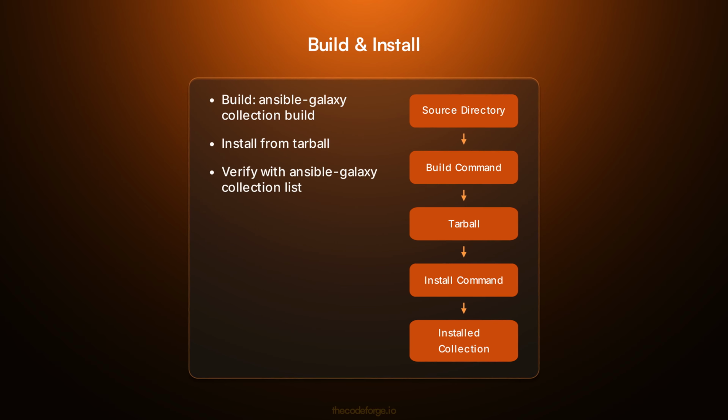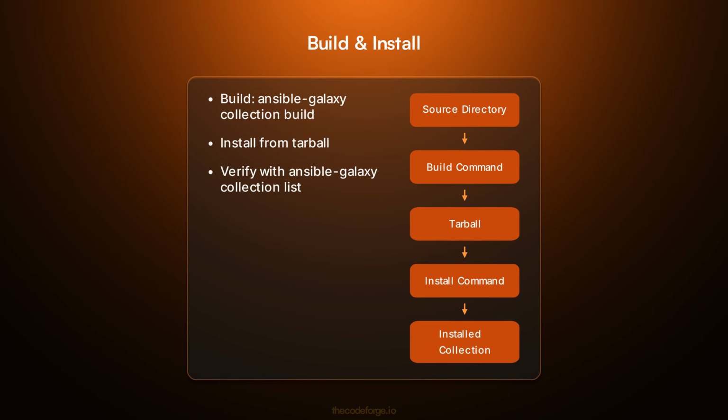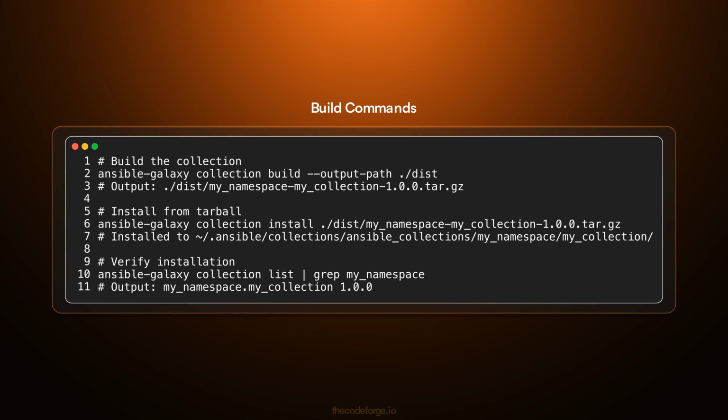Once your module is written, build the collection tarball with ansible-galaxy collection build. Install it locally with ansible-galaxy collection install. For development, use collections/ansible_collections/ in your playbook repo. Never install from source in production. Always use the tarball. Here are the commands.